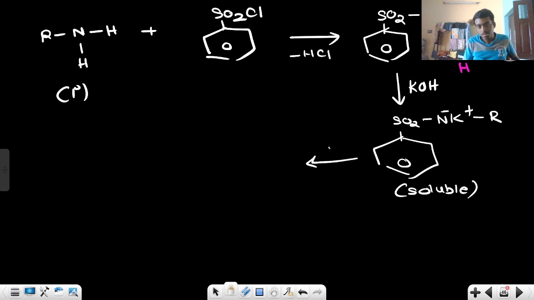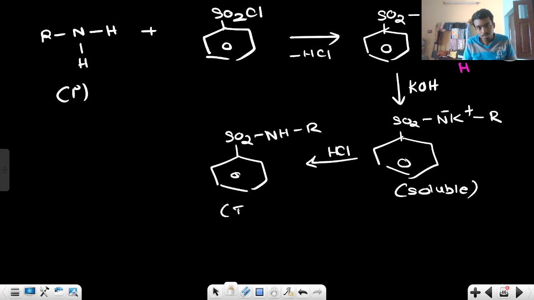Now when I am going to treat it with HCl, then what will happen? This K will take the Cl and move out as KCl. So again there is going to be an insoluble precipitate formed, right? That is again going to be this one, SO2NH, this is insoluble, and KCl will move out. Clear? So this is the reaction of 1 degree amine with Hinsberg reagent, that is benzene sulfonyl chloride.